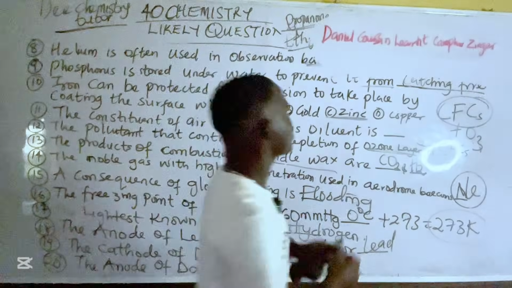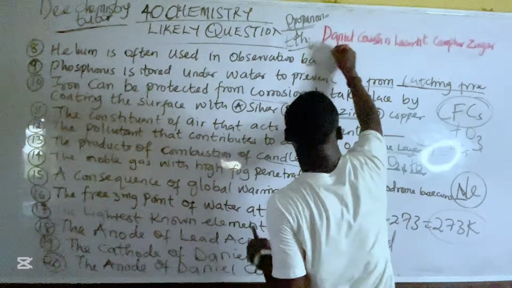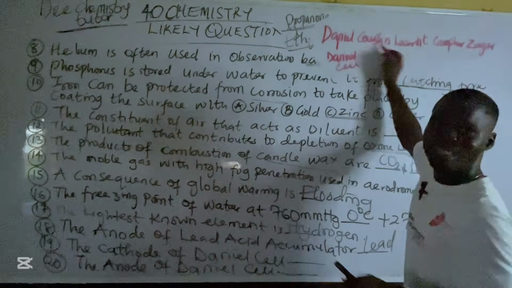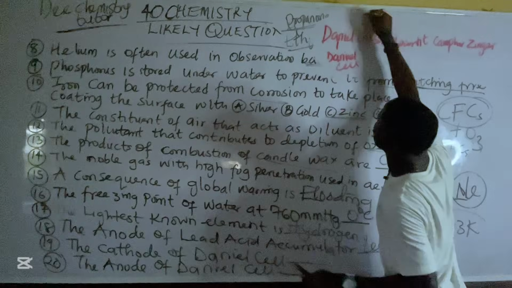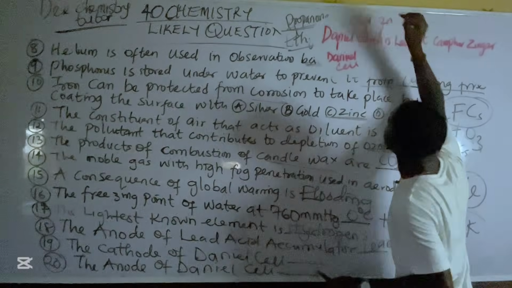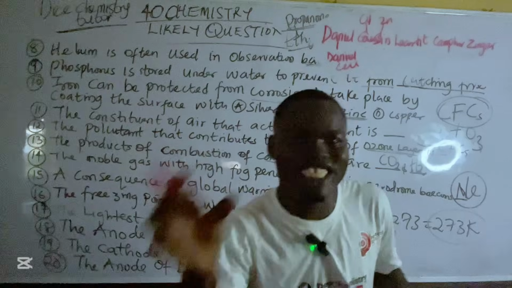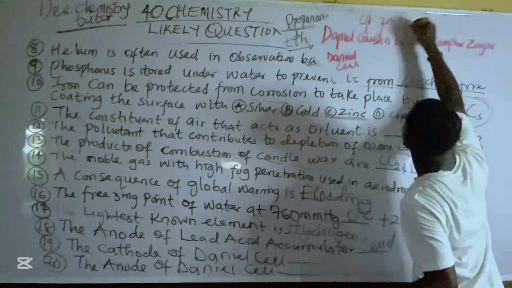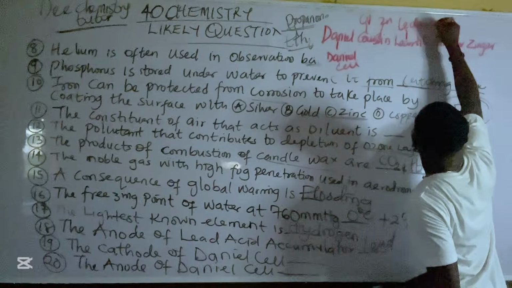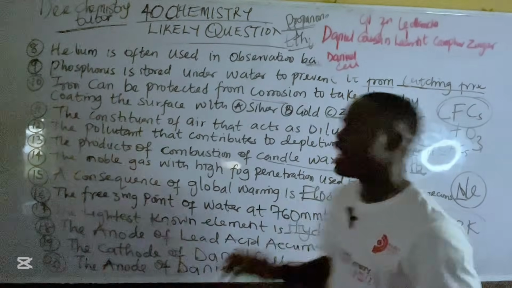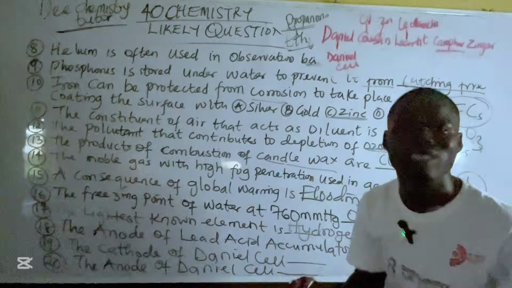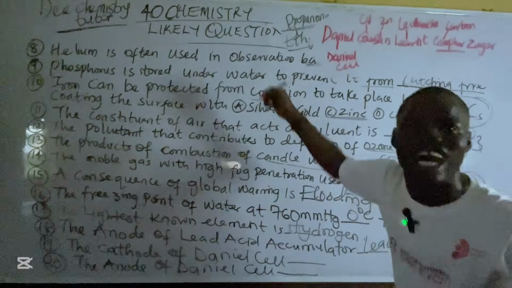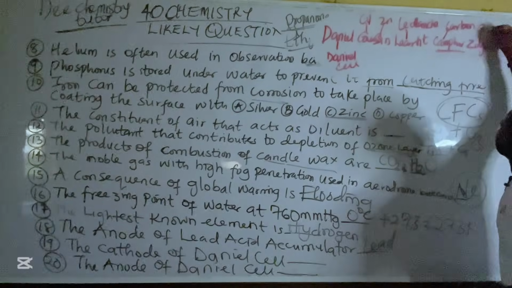and you will not have to cram it. Okay, Daniel means Daniel cell. Cousin means copper and zinc. Leclanche means Leclanche cell. And this camphor resembles carbon, and this zinger resembles zinc.